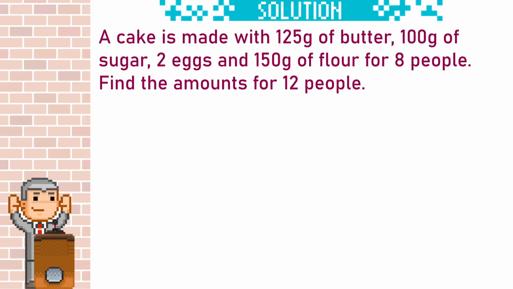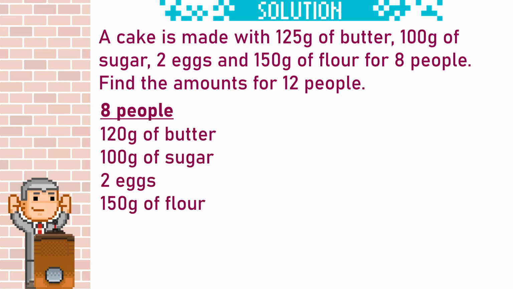In this question we're told that a cake is made with 125 grams of butter, 100 grams of sugar, 2 eggs and 150 grams of flour, and it serves 8 people. And we're asked to find the amounts for 12 people. So let's just write down all the information we know. Now we're asked to find the recipe that we'll need for 12 people.